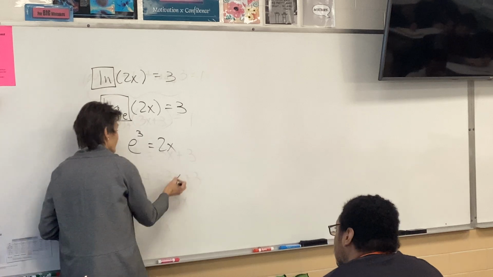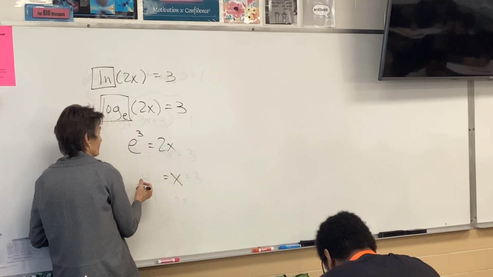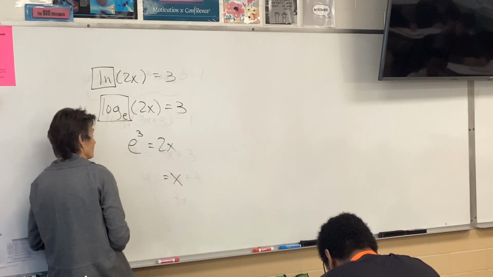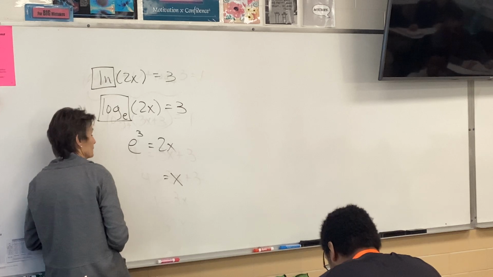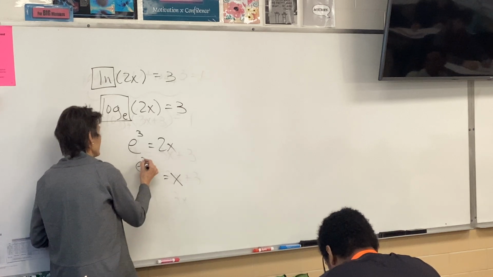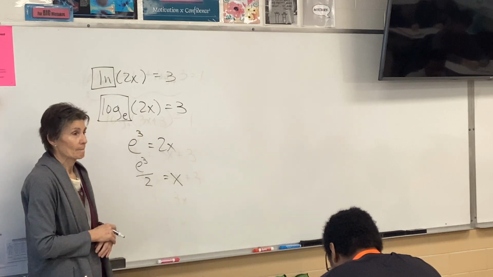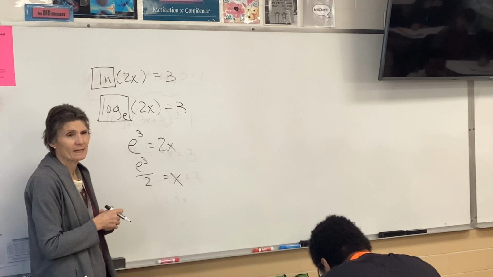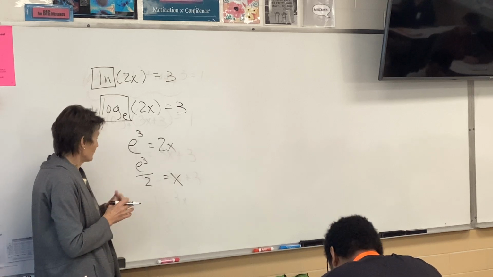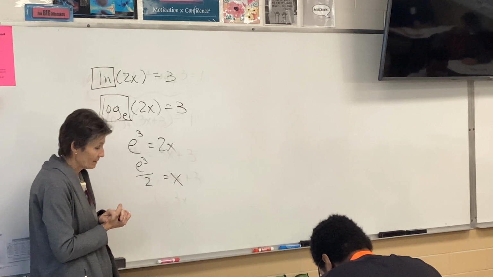So what's x? What do I have to do? Divide by 2. So E cubed divided by 2. And remember, you're allowed to leave e's. Unless somehow, in a word problem, you probably want to get an actual decimal. But certainly here we can leave E cubed divided by 2.